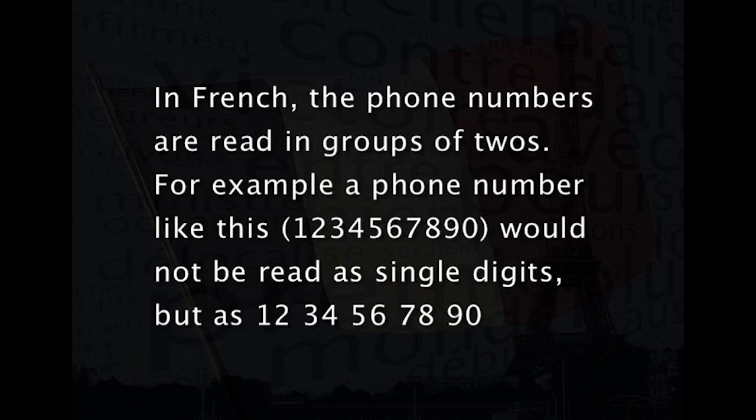Before we end today's lesson, let us revise what we learnt. Here is one exercise in which we will practice the numbers by reading out the following telephone numbers. In French, the phone numbers are read in groups of twos. For example, a phone number like this would not be read as single digits but as 12, 34, 56, 78, 90.